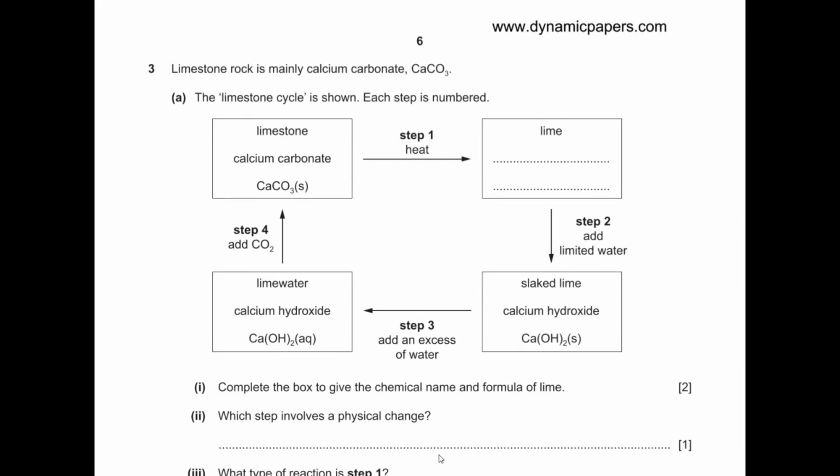Question 3. Limestone rock is mainly calcium carbonate. The limestone cycle is shown and each step is numbered. Complete the box to give the chemical name and formula of lime. So when we heated calcium carbonate, we will end up with calcium oxide or lime.